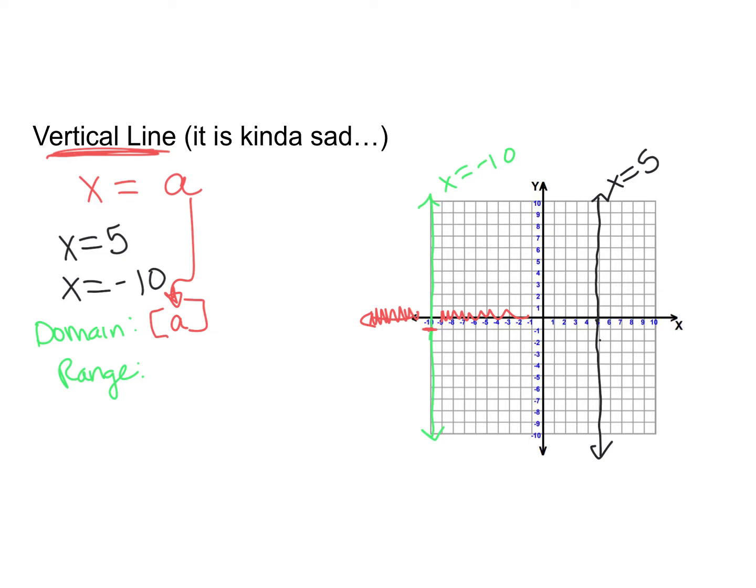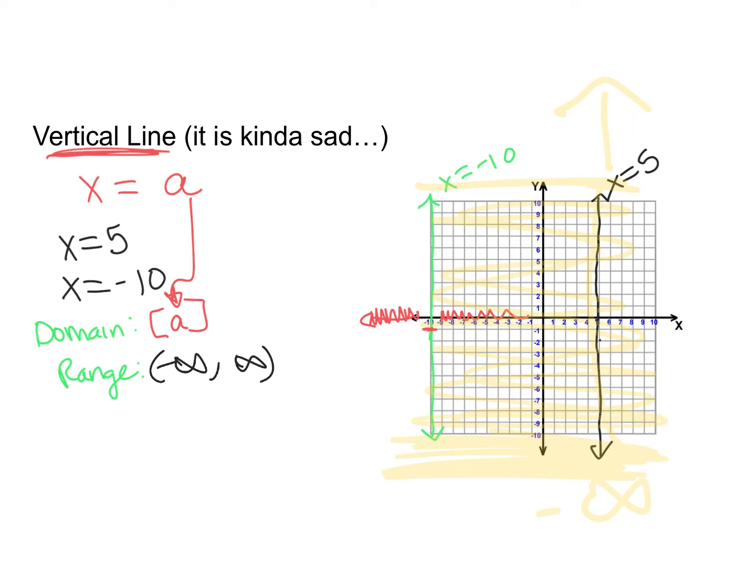However, for my range, which is from bottom to top, my range starts way down here at -infinity. And it goes way up, right? All of this would be part of my graph all the way up to +infinity. So my range is still -infinity to +infinity. But my domain is extremely restricted.